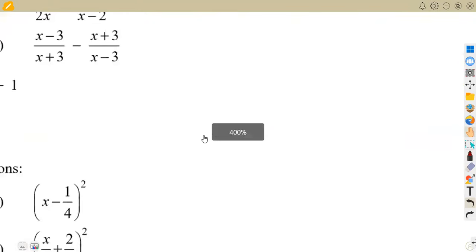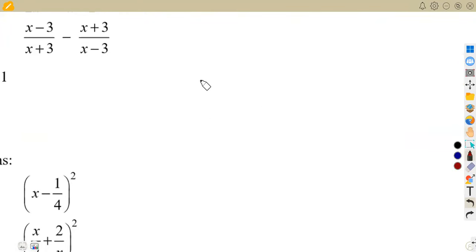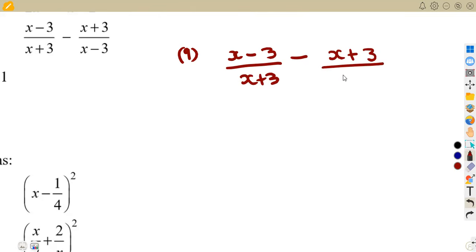Okay, I want us to see number 9. Then I want you guys to try as many questions as you can. On number 9, we are given x minus 3, everything over x plus 3, minus x plus 3 over x minus 3, like this. Of the fractions that we have here, this one is already simplified. Sometimes you have to factorize your expression, but there's no need for you to factorize anything.